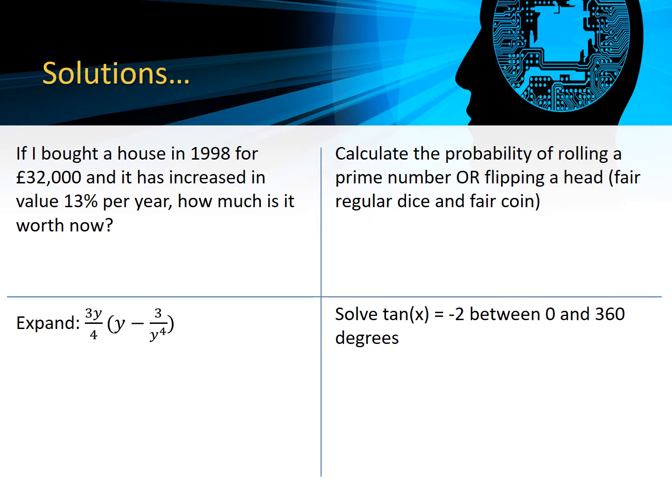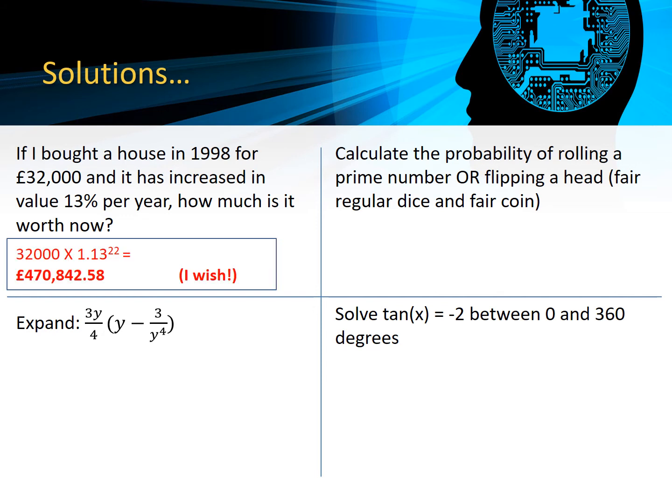Okay guys, here are the solutions. First one: if I bought a house in 1998 for £32,000 and it's increased in value by 13%, how much is it worth now? Well, we're going to do 32,000 times our multiplier to the power of 22, and we're going to get £470,842.58. I wish that was the case.